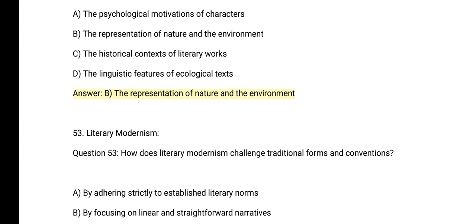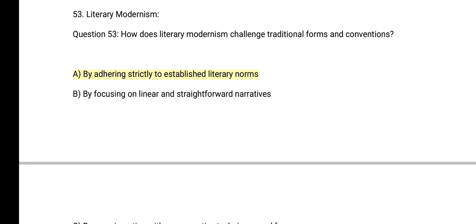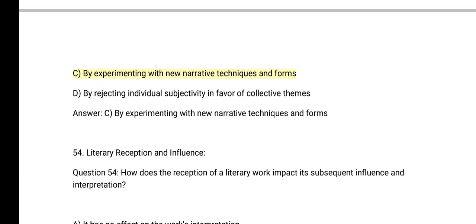53. Literary modernism. Question 53. How does literary modernism challenge traditional forms and conventions? A. By adhering strictly to established literary norms. B. By focusing on linear and straightforward narratives. C. By experimenting with new narrative techniques and forms. D. By rejecting individual subjectivity in favor of collective themes. Answer: C. By experimenting with new narrative techniques and forms.